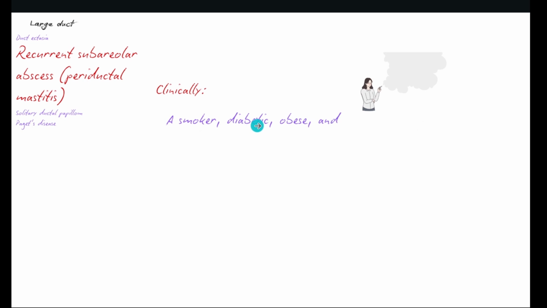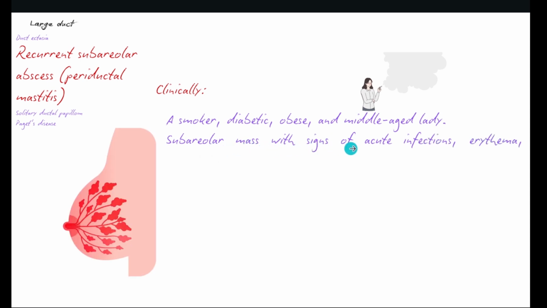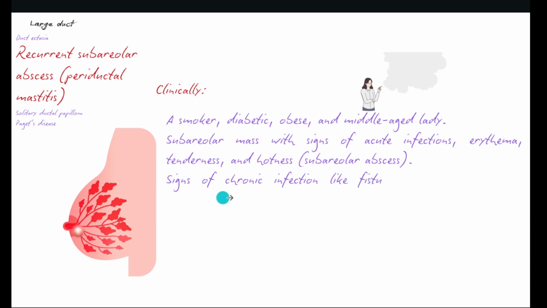Clinically, a smoker, diabetic, obese, middle-aged lady. The patient will present with a subareolar mass with signs of acute infection, erythema, redness, and hotness, and subareolar abscess formation. Sometimes the patient will have signs of chronic infection like fistula and fibrosis of the underlying duct, which can also cause nipple retraction.